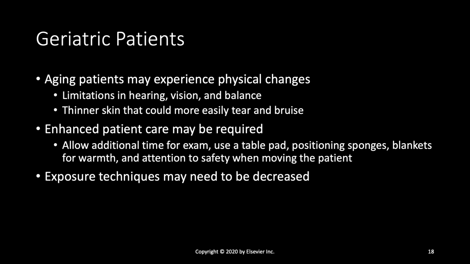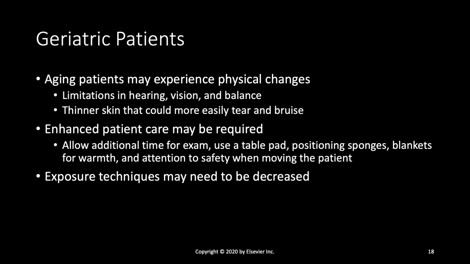We need to be sensitive to the patient comfort by using a table pad. We need to use positioning sponges, get a blanket out of the blanket warmer, and pay attention to the safety of the geriatric patient during the transport on and off the table, and also during the positioning. Make sure that the patient knows that they're not going to fall off the table, okay? Keep them safe. Keep communicating with them. That's the best way there, too.